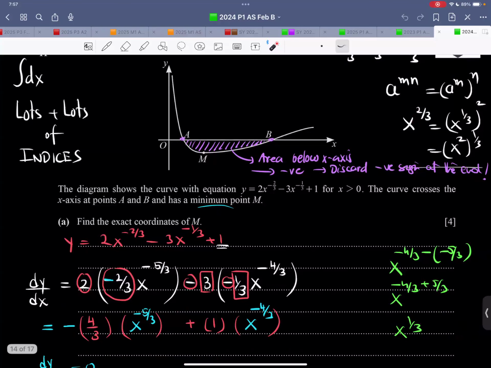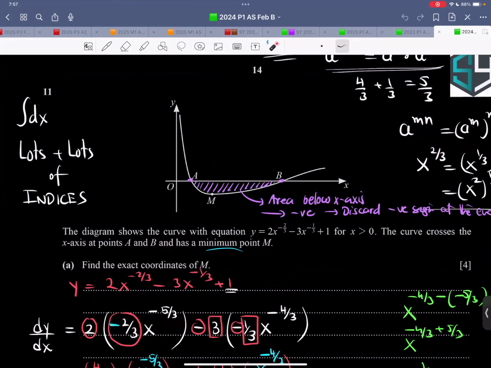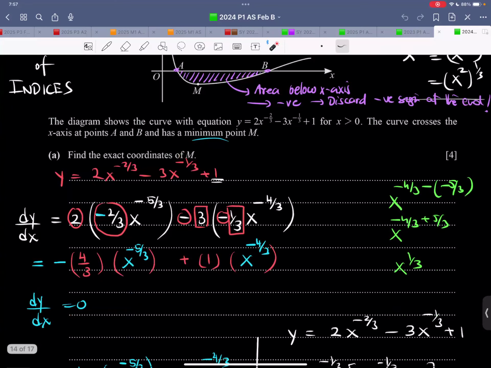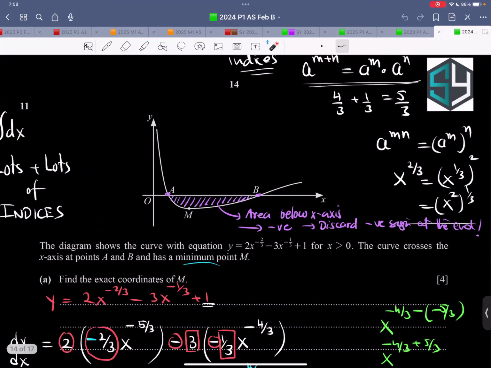And then it says the diagram shows part of the curve. x is raised to the power of negative 2/3, x is raised to the power of negative 1/3, x is positive. That means the diagram is also on the other side, but we are not interested in that. The curve crosses the x-axis at points A and B, that you can find by making y equal to 0. It has a minimum point at M. Find the exact coordinates of M. This 2 remains as it is. Negative 2/3 comes down. x remains as it is. Power reduces by 1. So negative 2/3 minus 1 is negative 5/3. That is what I have written over here.